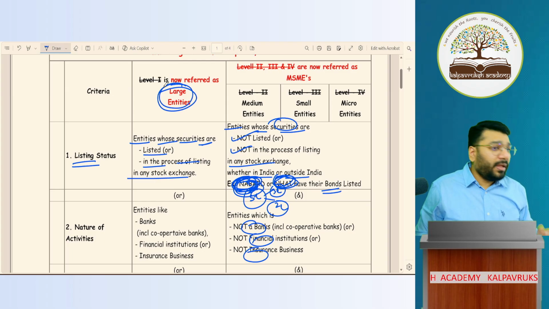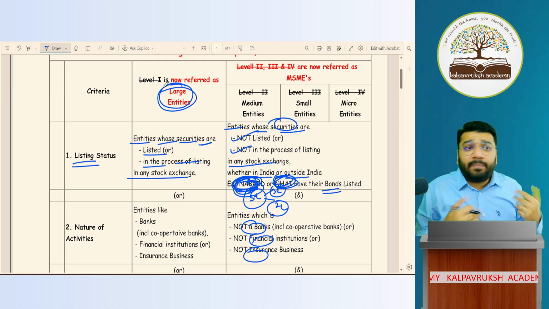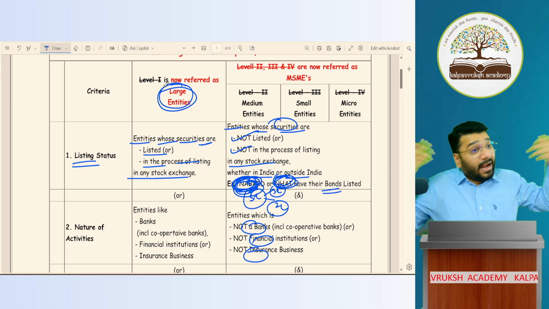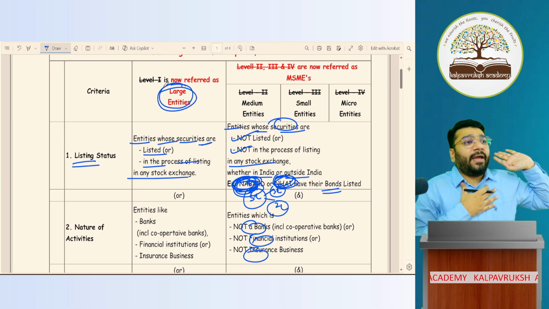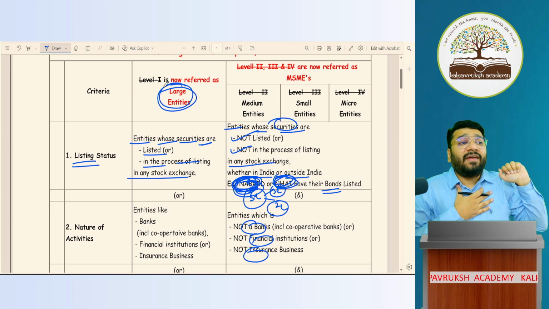Okay, not okay? Let's say either a sole proprietorship concern or a partnership concern. I am not listed, nor am I in the process of listing. That's a different story. I can't list only because the law does not allow people like us to get listed. Who am I? MSME, provided that I'm satisfying all the remaining 5 conditions.